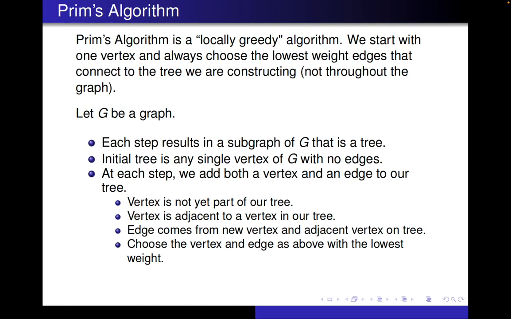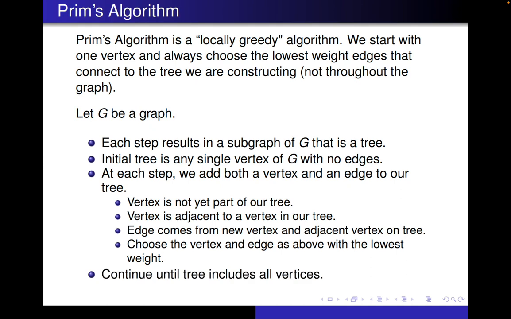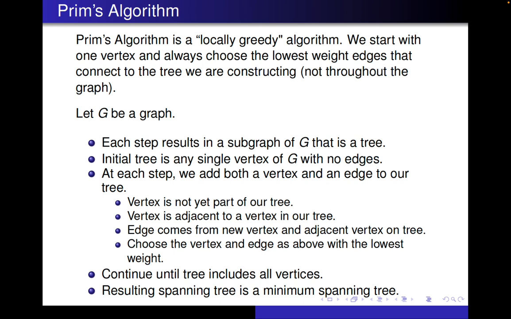And of course, we're going to choose the one of those that has the lowest possible weight. And then we're going to keep continuing until the tree includes all vertices, which of course we're going to do. We always add an edge and a vertex each time, so we keep on going until we get to all the vertices. And the resulting spanning tree will be a minimum spanning tree once again.